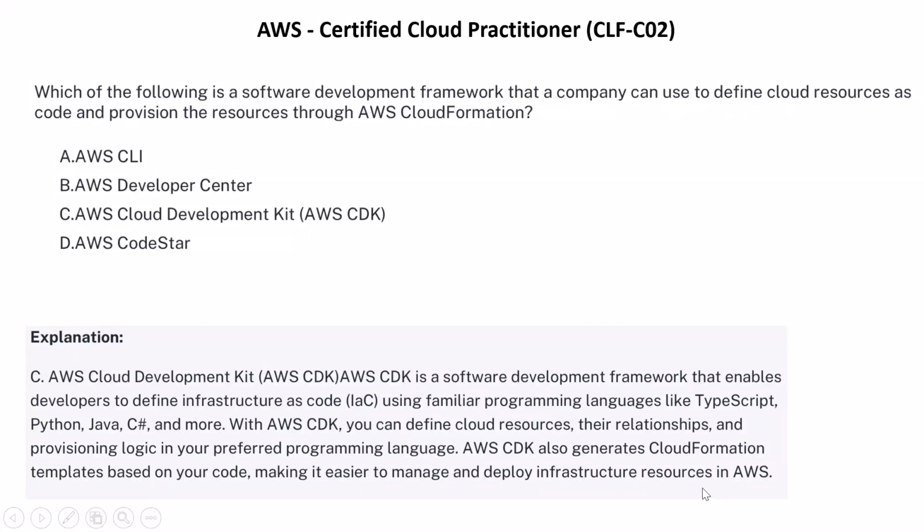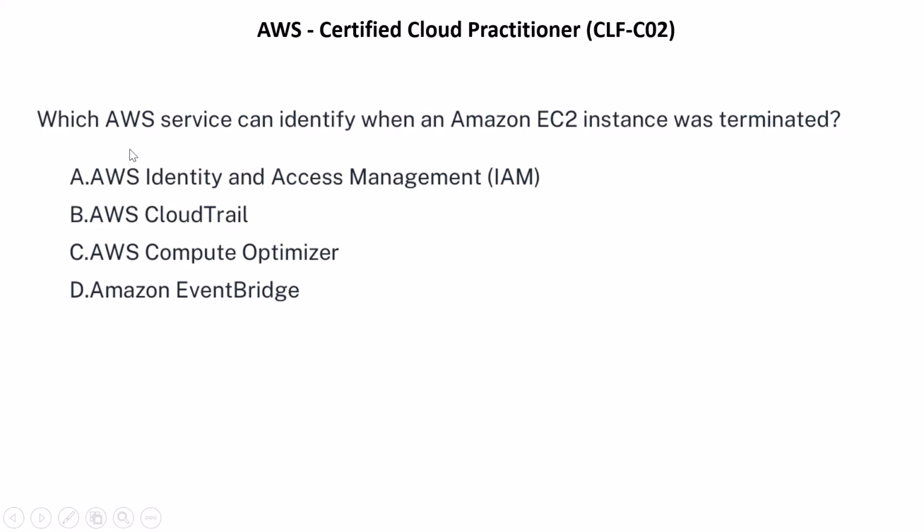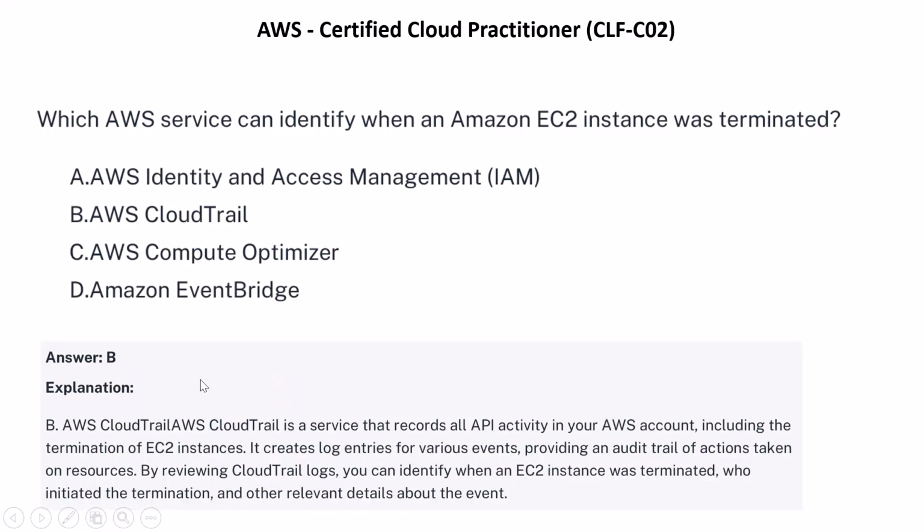AWS. Next question. Which AWS service can identify when an Amazon EC2 instance was terminated? Options are option A, AWS Identity and Access Management, option B, AWS CloudTrail, option C, AWS Compute Optimizer, option D, Amazon EventBridge. The right answer for this question is option B, AWS CloudTrail.